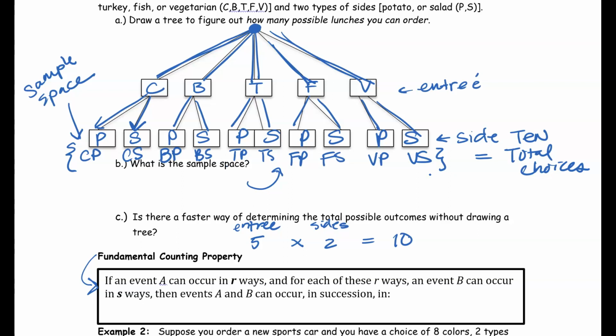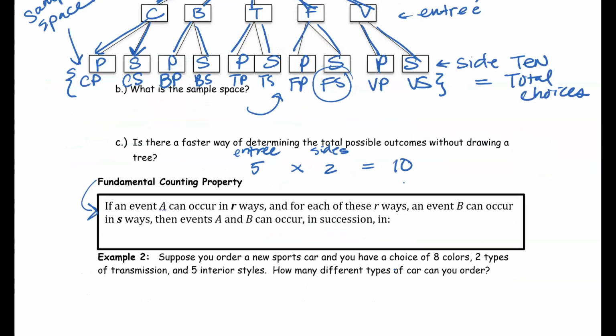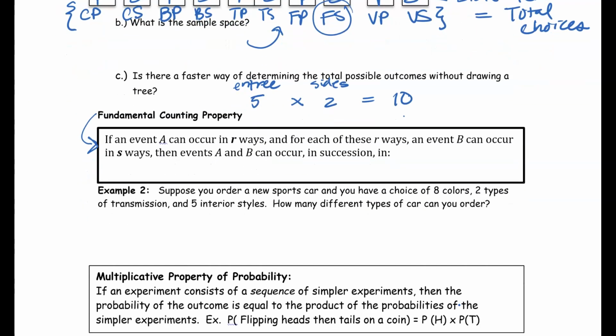So at this point, if I said, what's the probability of ordering fish in a salad? You could look at the sample space and say, oh, well, that's one outcome out of 10, so the probability of that is 1/10. Whereas just using that counting principle just tells you the total. So it doesn't help you answer individual probability questions, but it does help you if you just want to know the number of total possibilities.